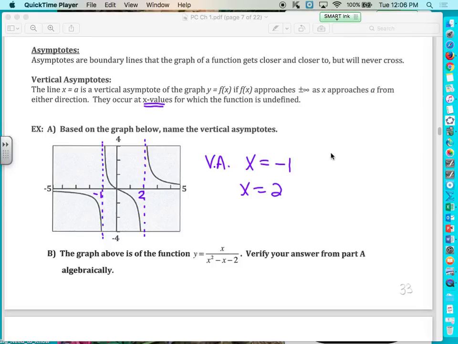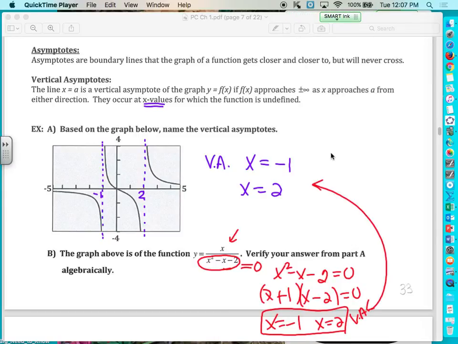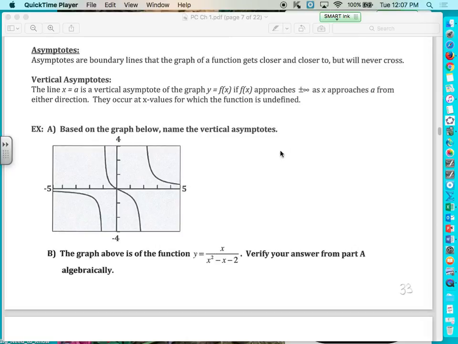If I plug x equals -1 or +2 in whatever this function is, I'm always going to get an undefined value. And then part B says this is the function right here that you're looking at. And if you look at this, where I can get -1 and +2 is if this denominator is equal to 0, I would have undefined values. So if you take x squared minus x minus 2 and set that equal to 0, you're going to get x equals -1 and x equals +2. So those are the 2 values that cause the graph to be undefined. Those are the vertical asymptotes.